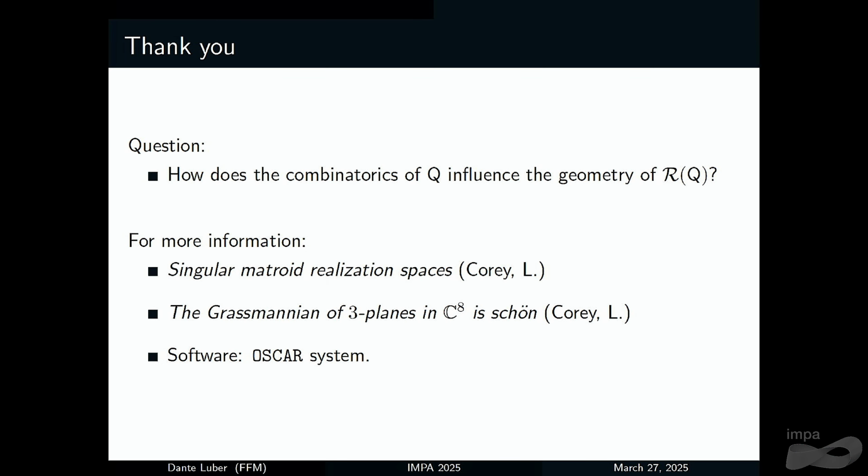So my main question that I took away from a lot of this stuff was, how does the combinatorics of a matroid influence the geometric properties of its realization space? I'm not sure if there's any relationship at all. Maybe there is. And that's really it. For more information, everything I talked about came from these 2 papers. And I've said it a million times, but the software we use is Oscar, and all of the code we wrote to do this project is available in Oscar, so you can use it yourself to study realization spaces of matroids. The end.